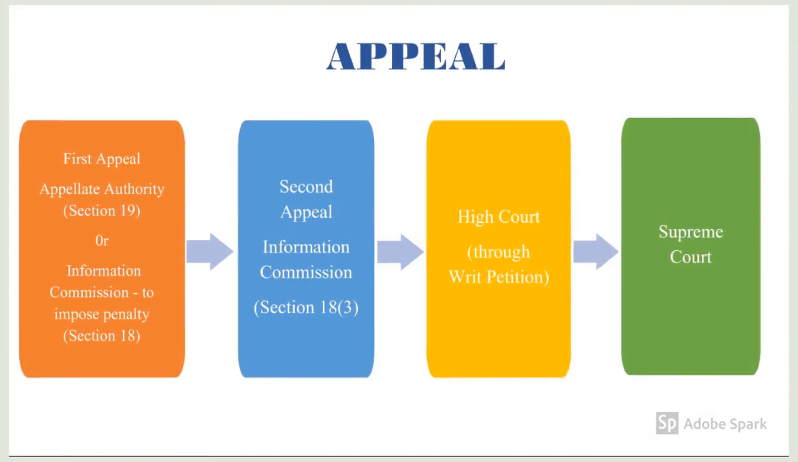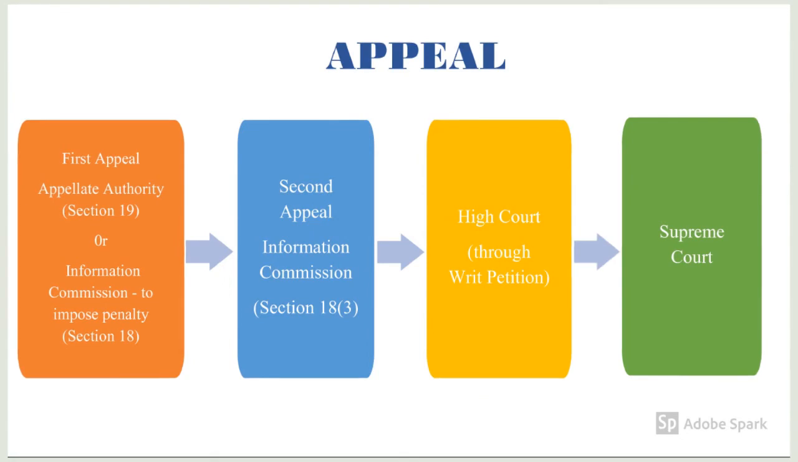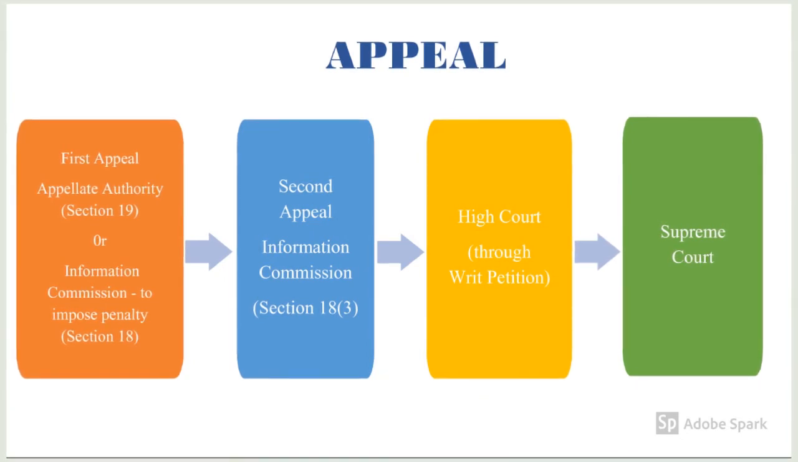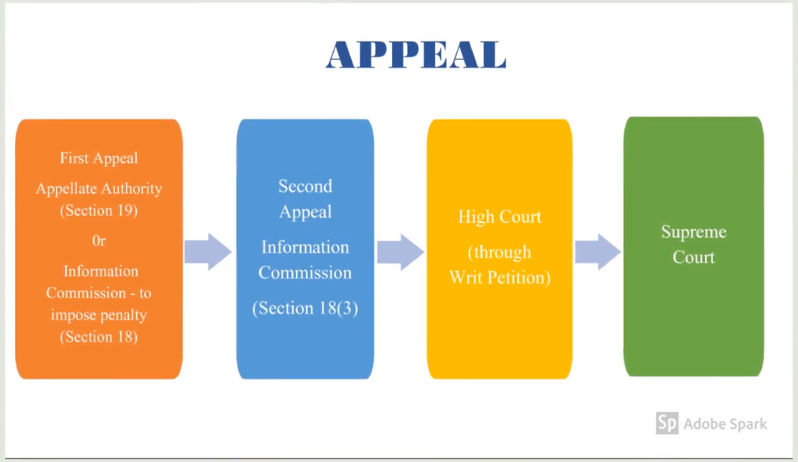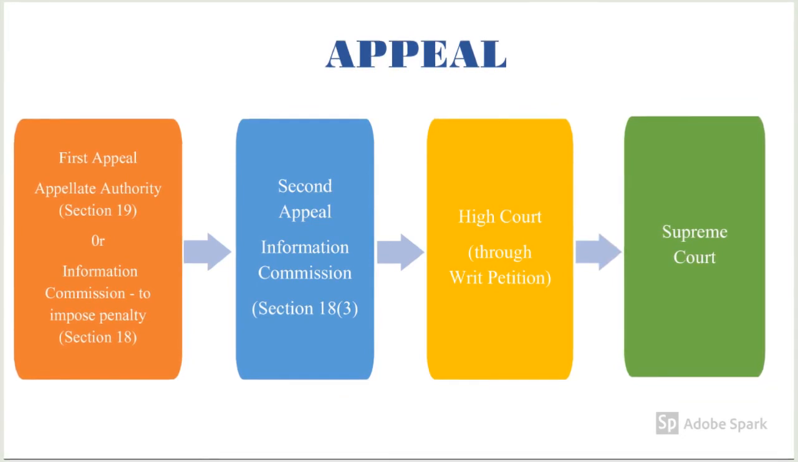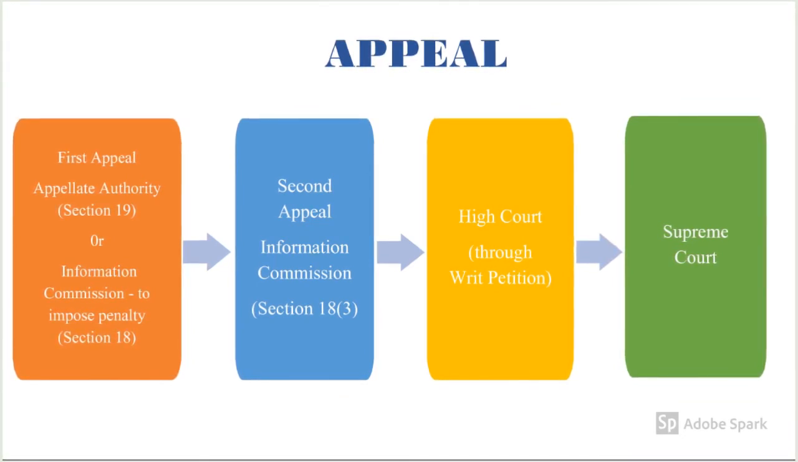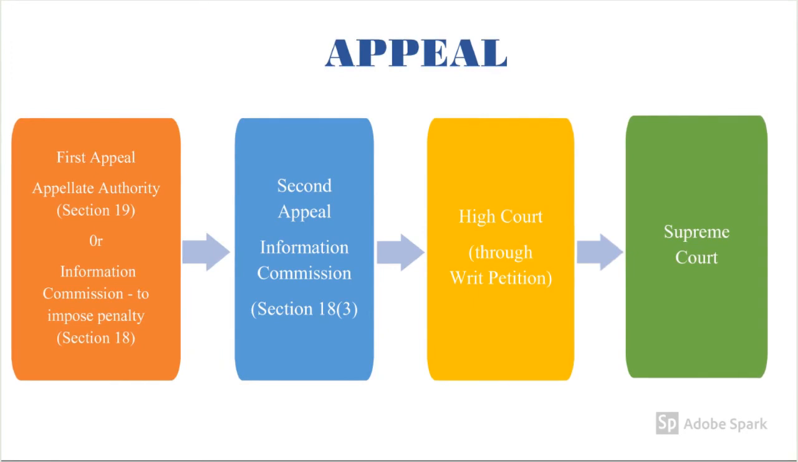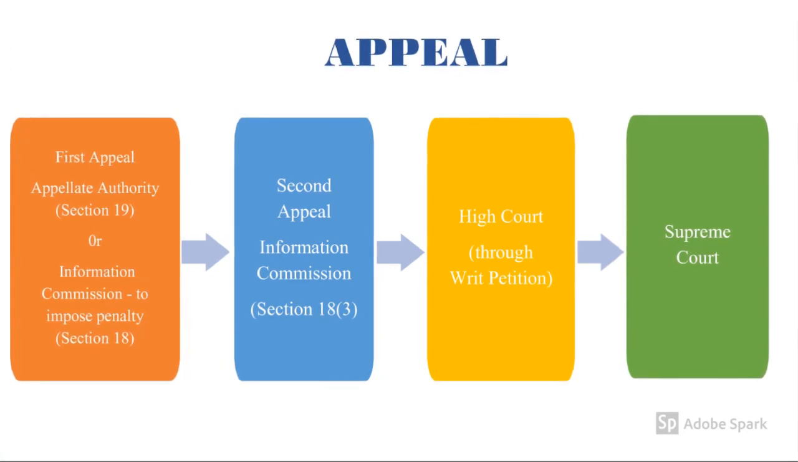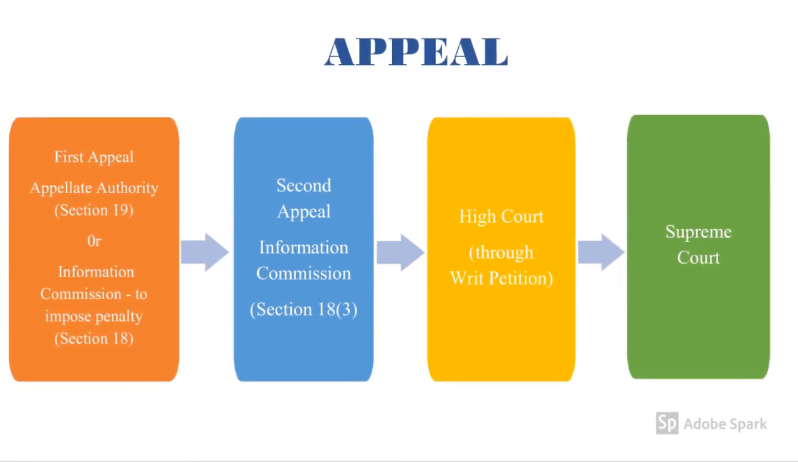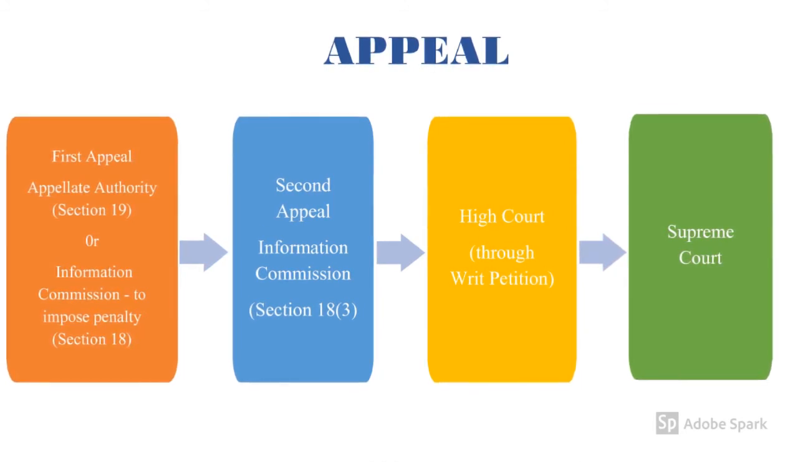At the first instance, you appeal to the appellate authority or even directly to the Information Commission at the central or state government if there's a need to impose penalty. If not satisfied with the first appeal at the appellate authority, you may even make a second appeal to the Information Commission. And if not satisfied with both stages of appeal, you may even move the High Court through a writ petition and subsequently to the Supreme Court for appeal.